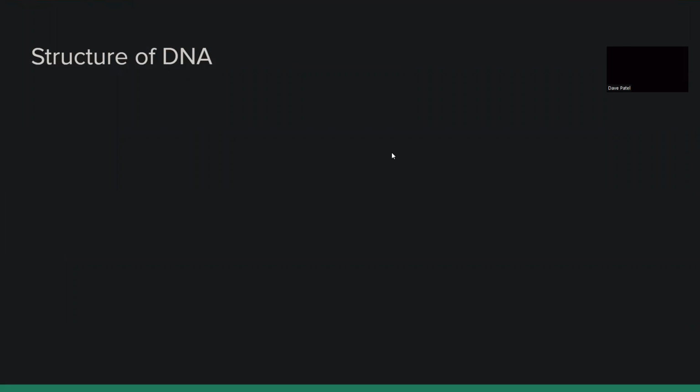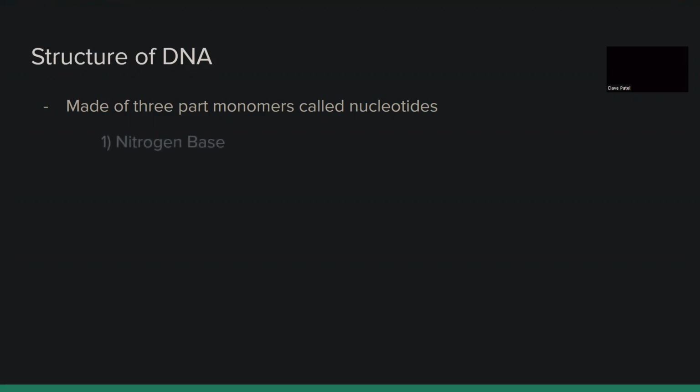So first we have the structure of DNA. DNA is made of three-part monomers called nucleotides. And just remember that monomers make up polymers, and those polymers are made through dehydration synthesis, which is basically the removal of a water group, which allows for a covalent bond to form, which is called a glycosidic linkage, if I remember correctly.